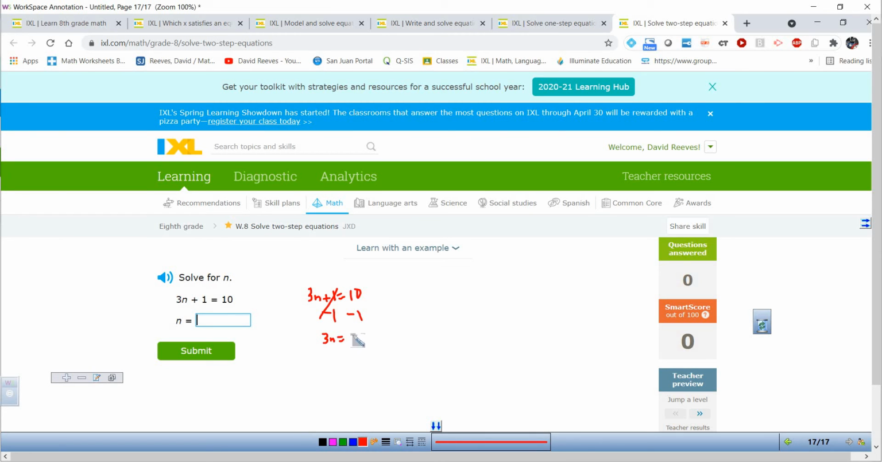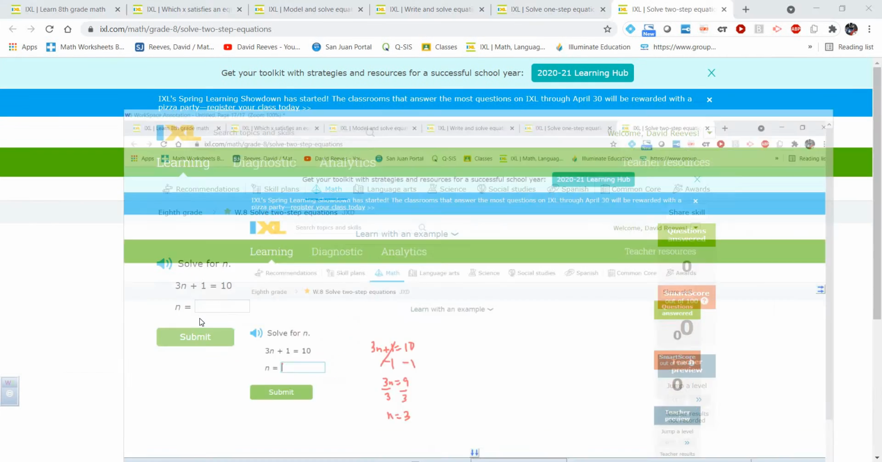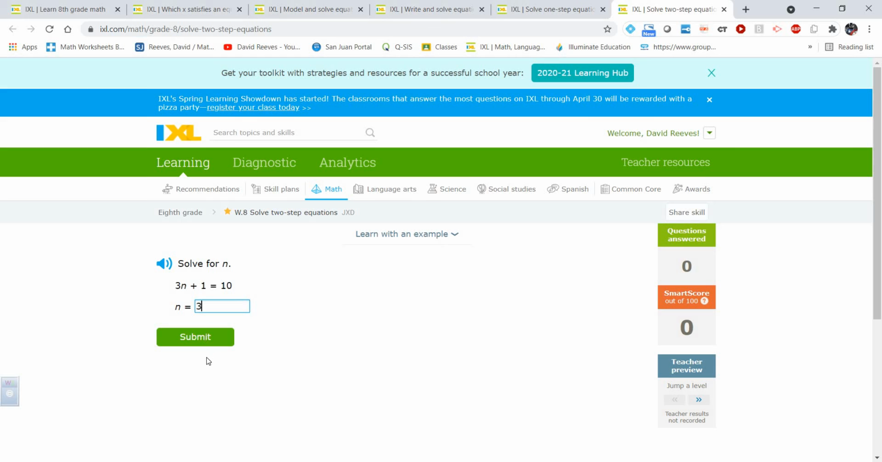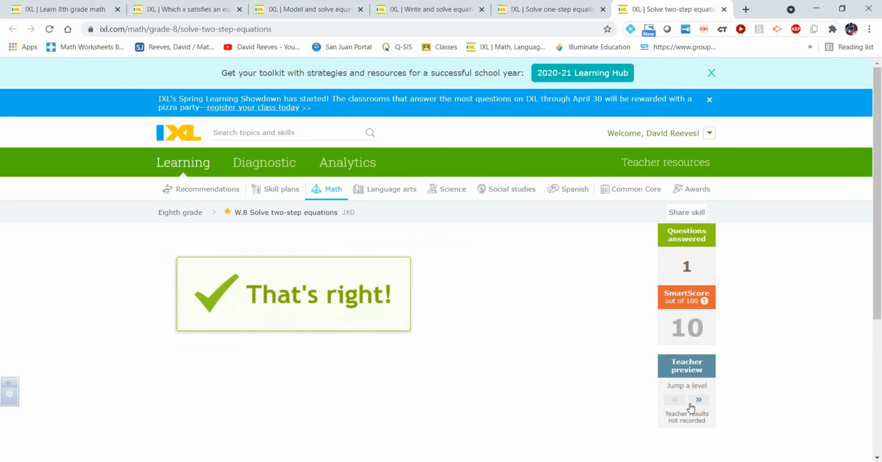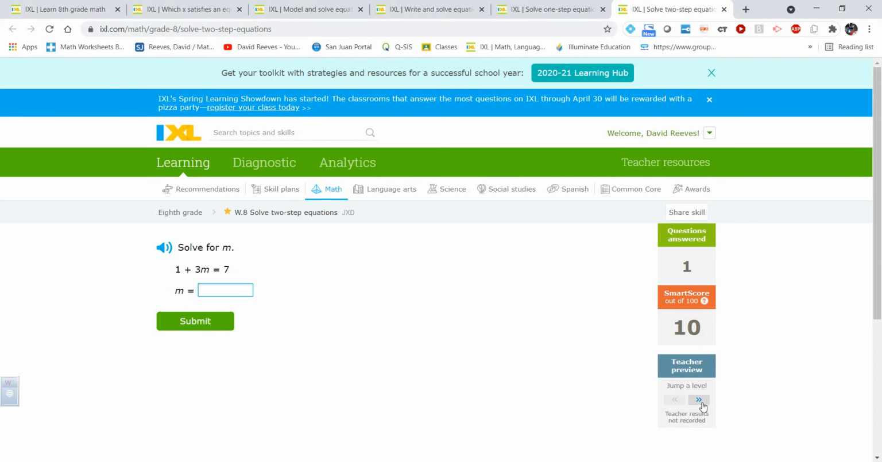That's going to give us 3n is equal to 9. And then we're going to divide by 3, and we're going to get n is equal to 3. All right? And then, of course, if we put that in, 3 times 3 is 9, plus 1 would actually be 10. Okay? All right, let's go ahead and skip up to the next level.